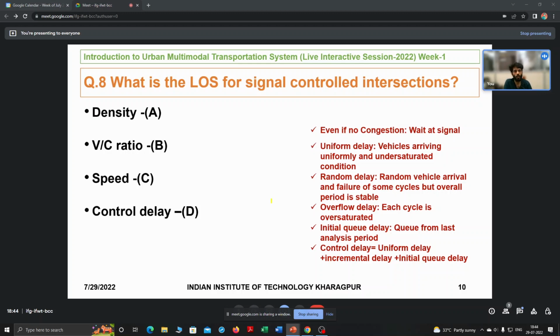So the control delay is the summation of uniform delay, incremental delay and initial Q delay. Although it is not a traffic engineering course, for better understanding I will be slightly explaining this to you, right? So what is uniform delay? Suppose in the morning fewer vehicles are coming, like for a particular 1 hour maybe 200 vehicles are coming per hour, right?